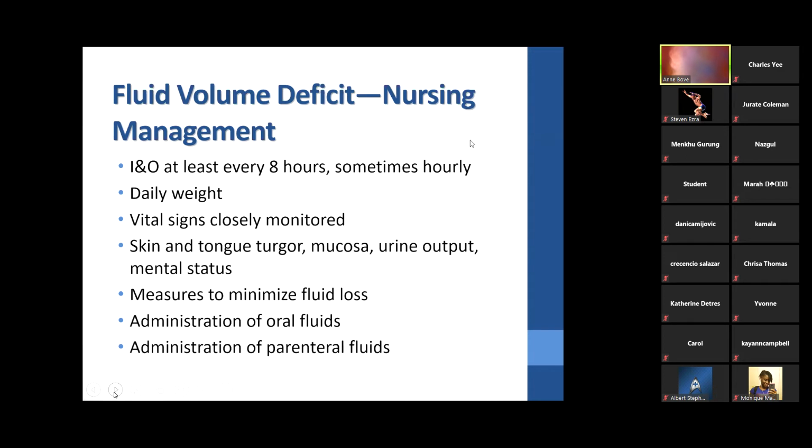You'll also see a change in mental status, once again, because of the loss of water in particular, and subsequently the buildup of sodium, which is a CNS depressant. So you want to have measures to minimize fluid loss, and you want to administer fluids orally if possible. If not, then you're going to have to administer them parenterally through an IV.